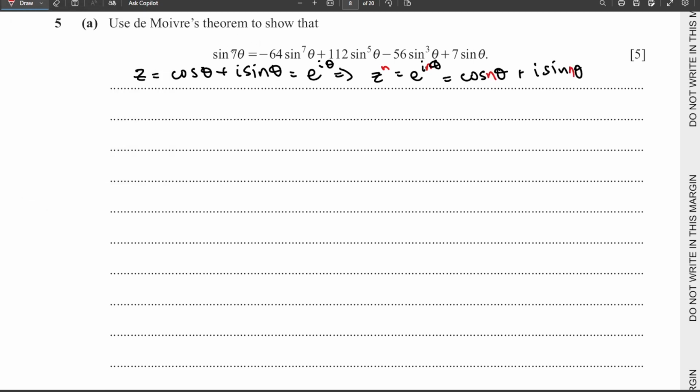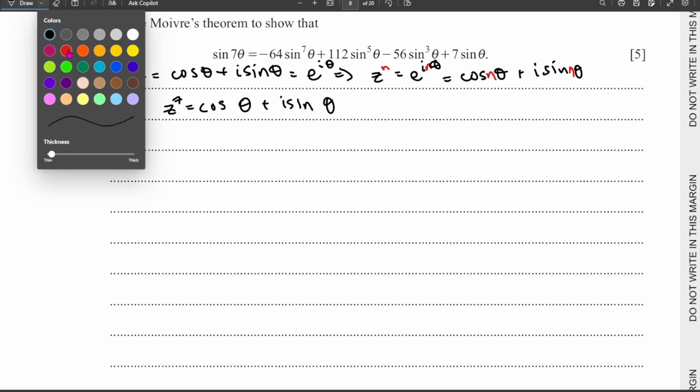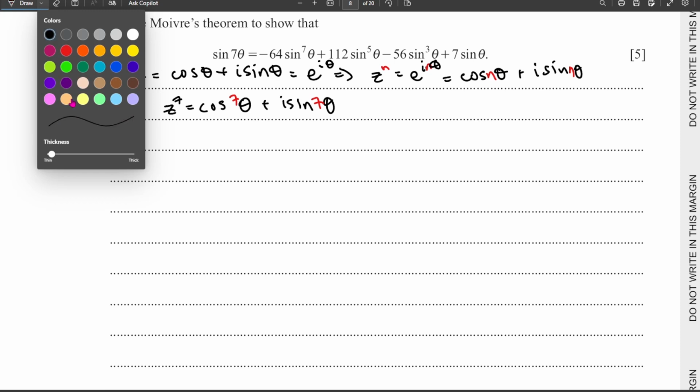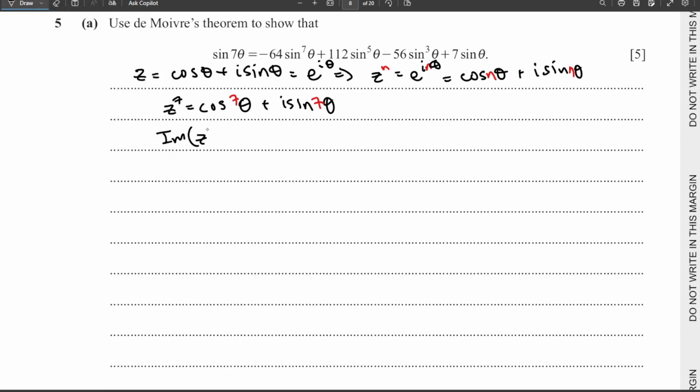Since we have a 7 here, we're probably going to use z to the power 7. So z to the power 7, we can rewrite as cosine and sine of 7 theta. We also notice that the question wants us to prove the sine only. Sine is the imaginary part, so we want to take the imaginary part of z to the power of 7.